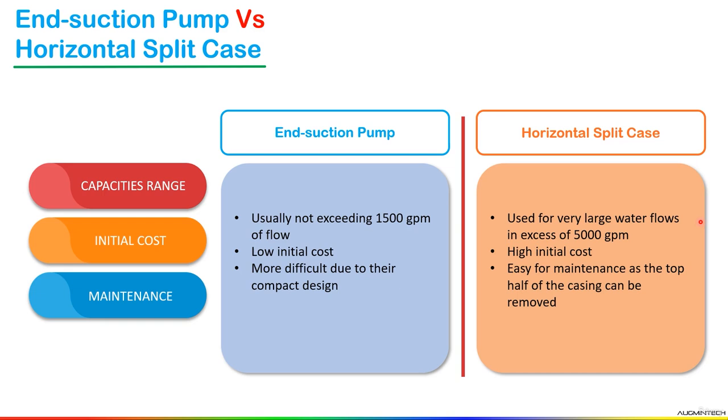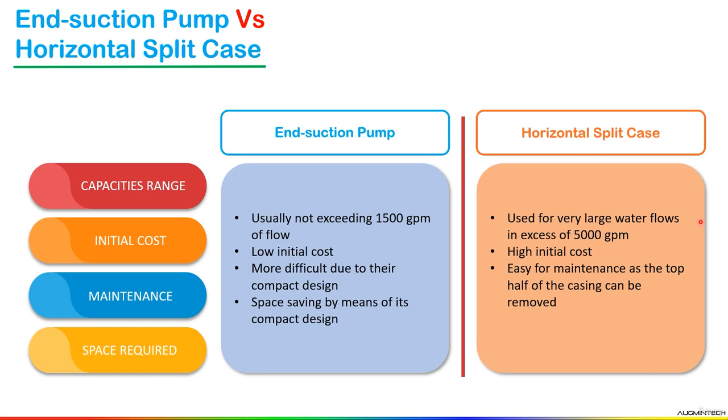On the other hand, maintenance of end section pumps is more difficult due to their compact design. For example, the removal of the impeller requires removal of the motor to provide a space for pulling the impeller back out of the casing. So here we have to face some difficulty in the end section pump for maintenance purposes. Okay. Now the fourth one is space required. So this end section pump saves space by means of its compact design. Obviously, it saves space. The horizontal split case requires more space as compared to the end section pump.